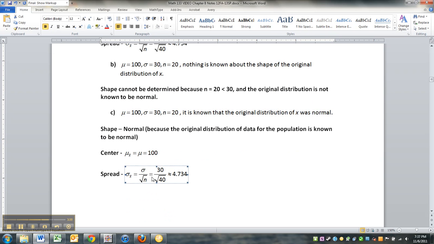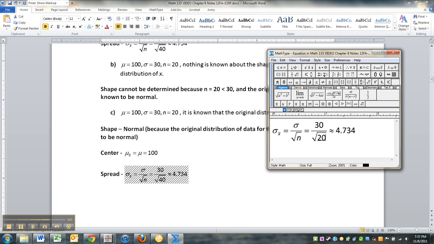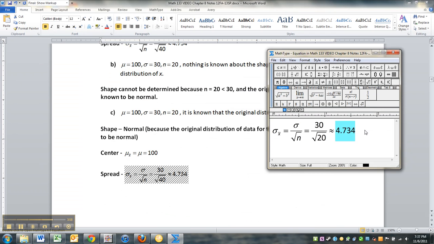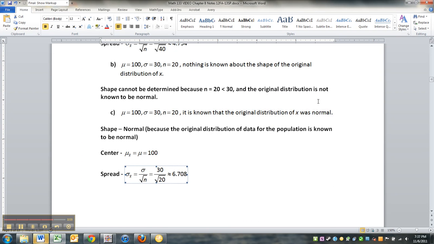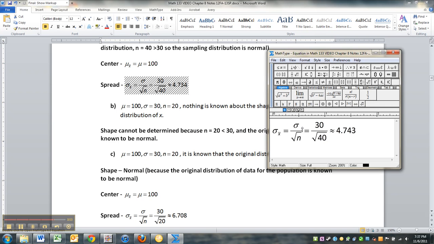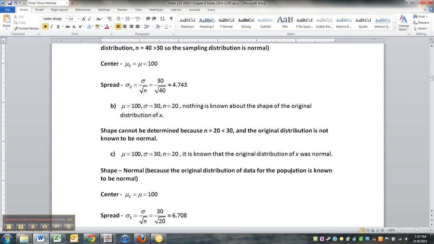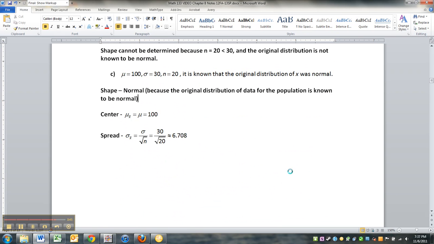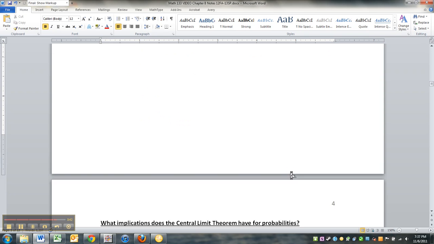Hasn't changed. Sigma sub x bar is going to change, though, because it's going to be 30 divided by the square root of 20, which is 6.708. And let me fix the earlier one. I typed that wrong before. This was 4.743. My fault. There we go. All right, so now we know how to determine the sampling distribution parameters based on the population parameters.